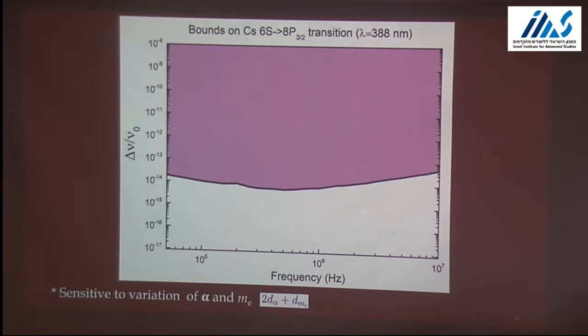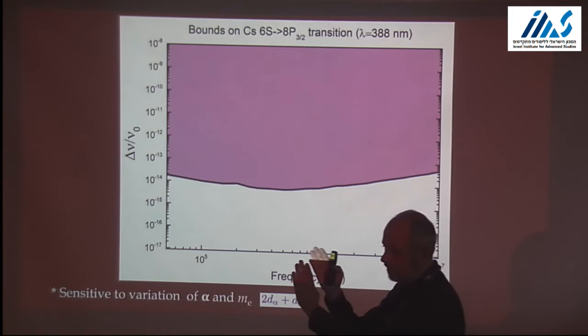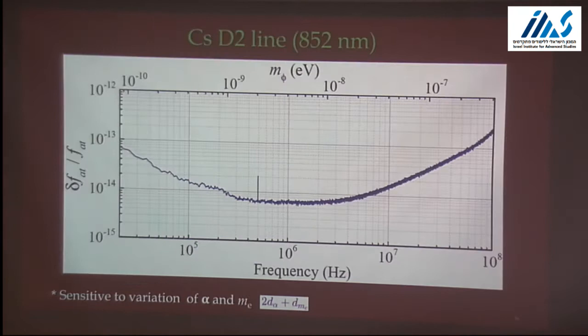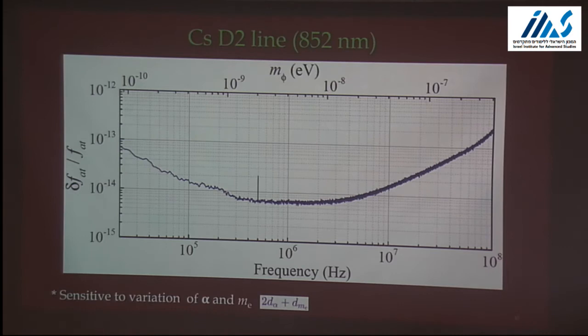Now, you have a little bit of a dilemma here. You can choose a transition that has a relatively narrow linewidth, and then you would have higher sensitivity because you have a narrow resonance, so your error signal is sharper, but you would be limited in the frequency. Or you can go to a broader resonance and probe a broader range of frequencies, as we did here. This is just a cesium D2 line at 852 nanometers. And here we were able to go all the way to 100 megahertz at the same level, and this was a little bit refined already compared to the previous one.